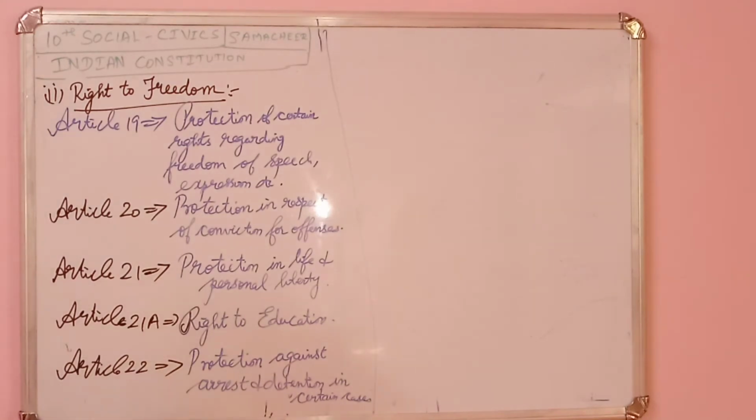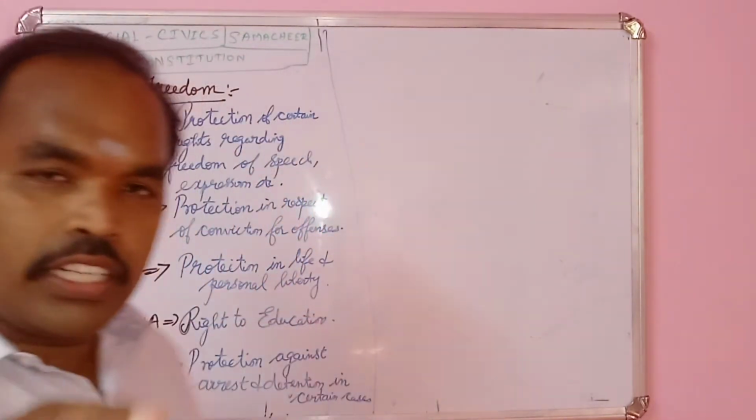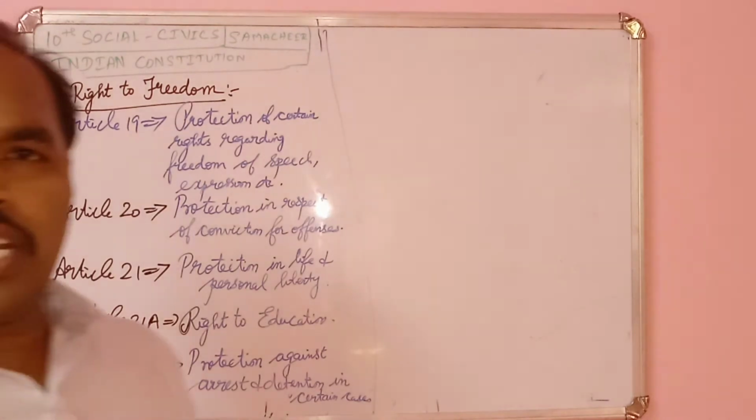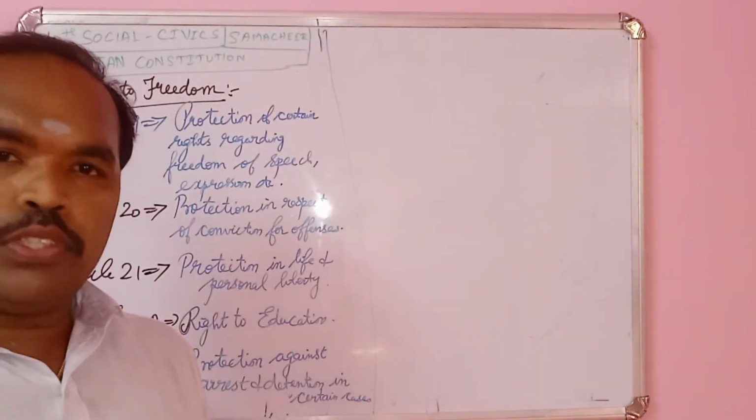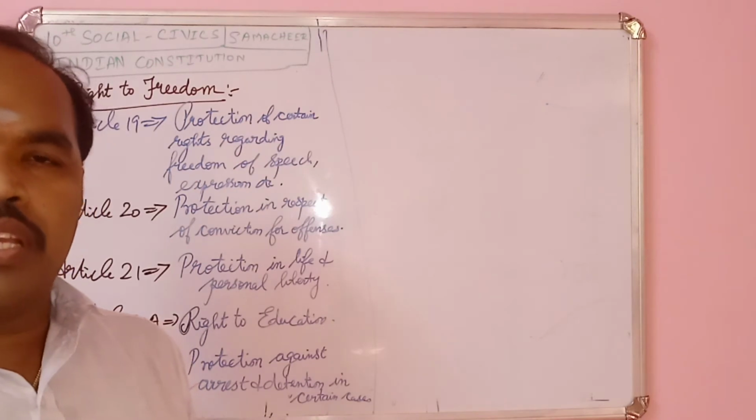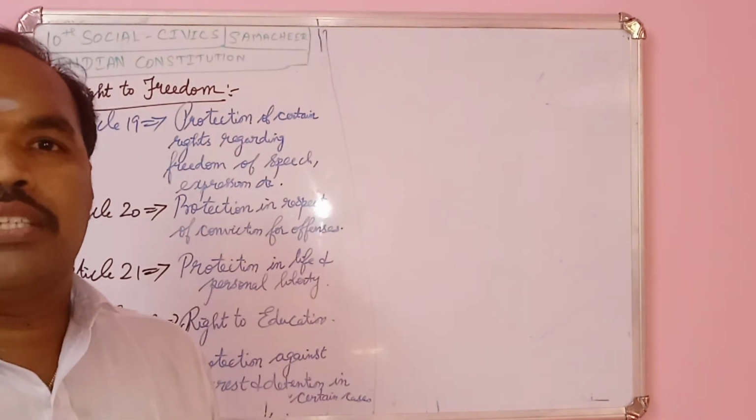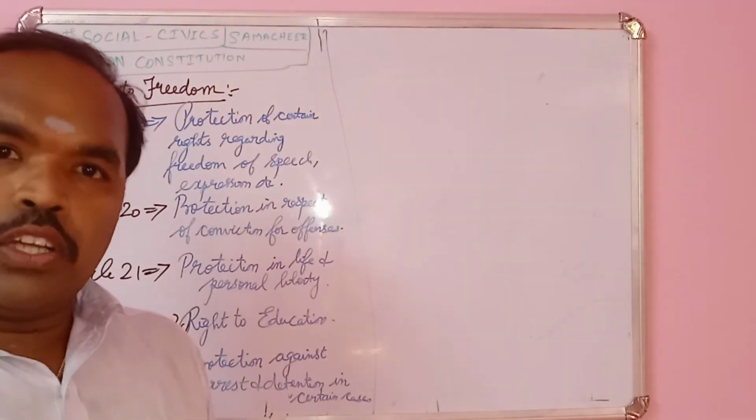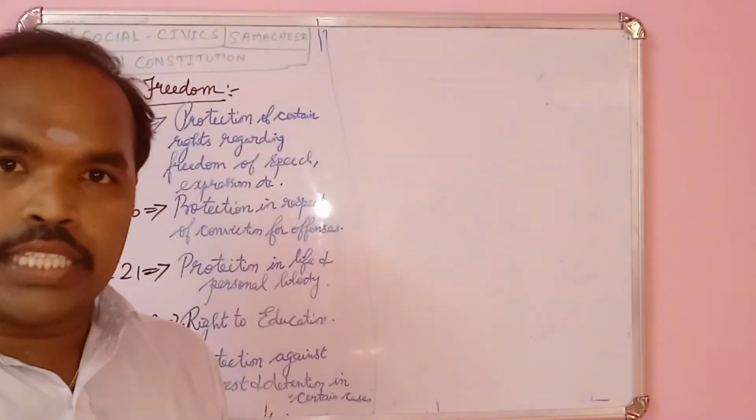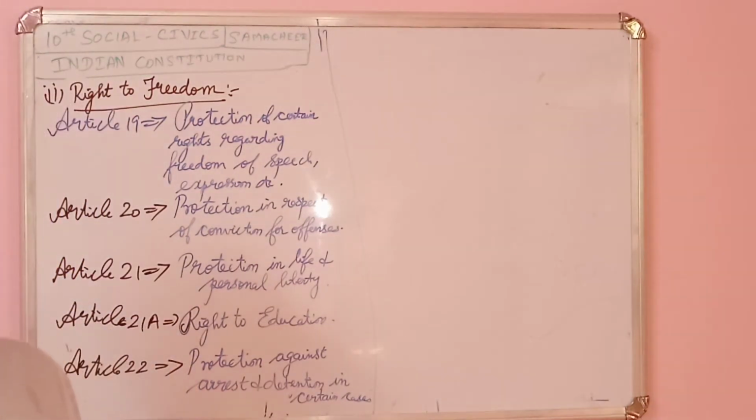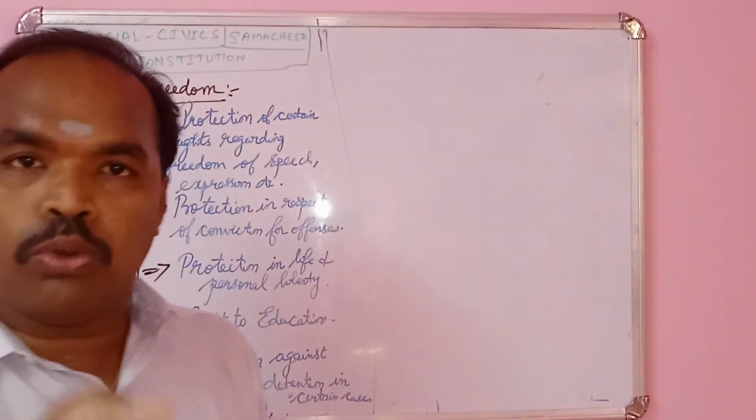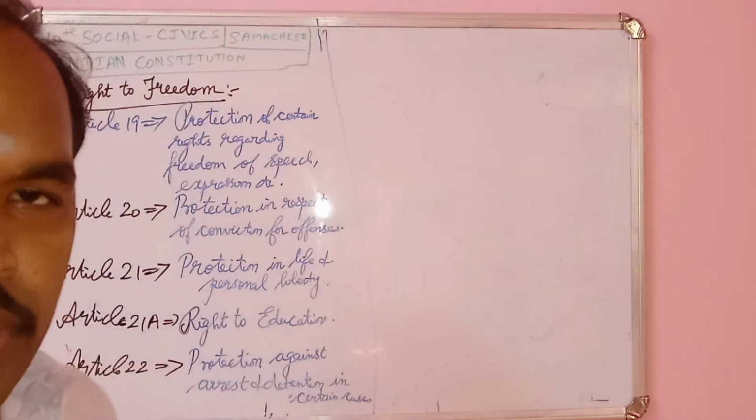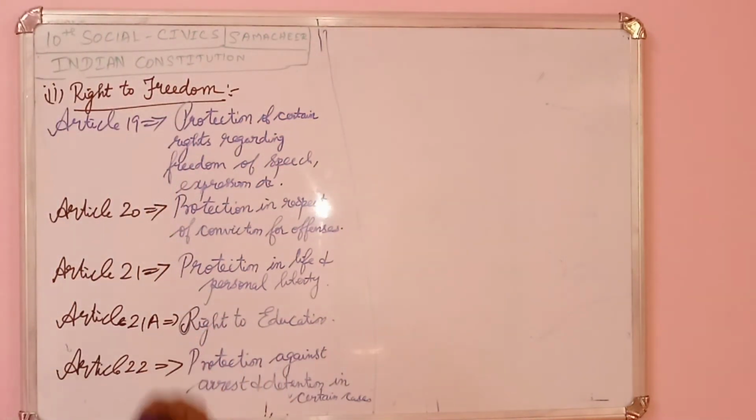Then Article 22, protection against arrest and detention in certain cases. Protection against arrest means, for example, suppose some people are arrested without any known reason. For that, they should be protected by the government, and the government needs to investigate the cases. While investigating, they need to identify whether it was wrong or right. So that is how protection against arrest and detention in certain cases has come about.